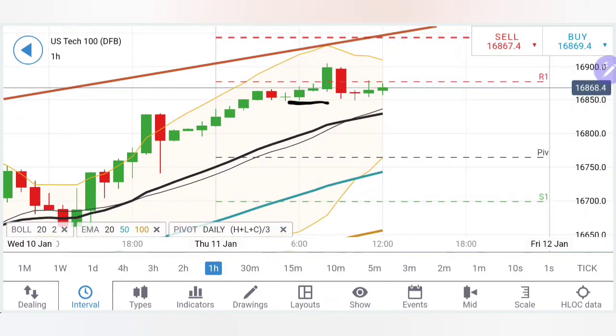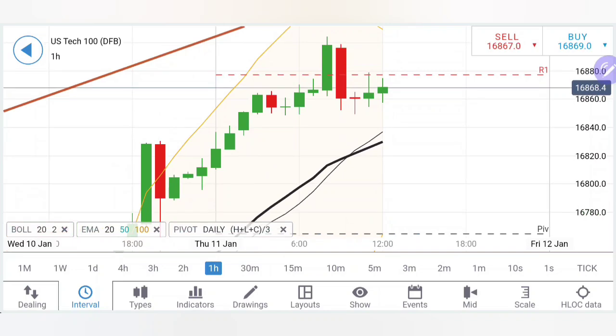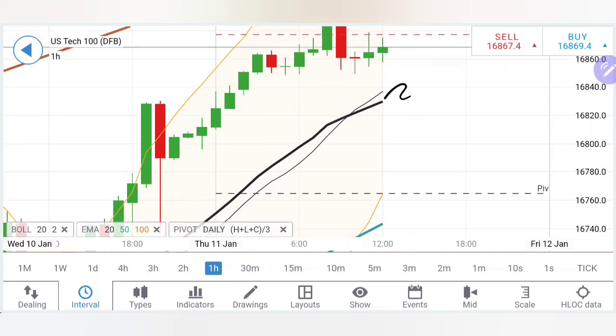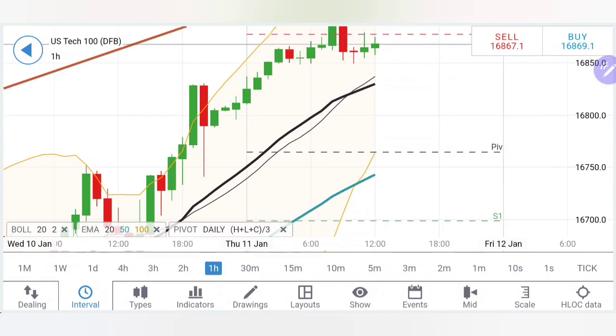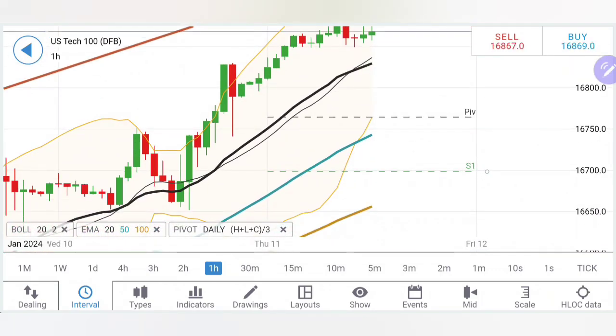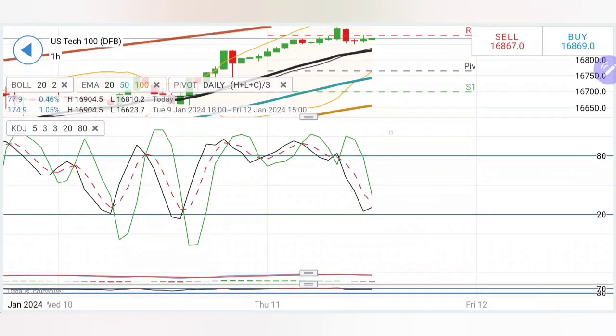Now remember, once it trades below 16,845, we can expect it to move towards the 20 period moving average, right now sitting at around 16,820, 830 zone. Very strong support, and this time I will wait for it to move towards 16,760, 750 zone, which is the next stronger support here. Possibilities there, but let's have a look.